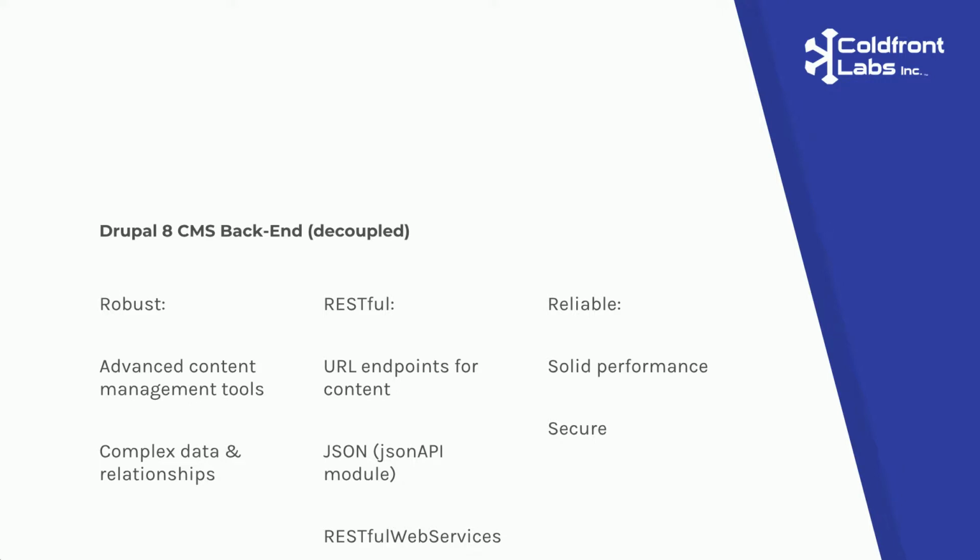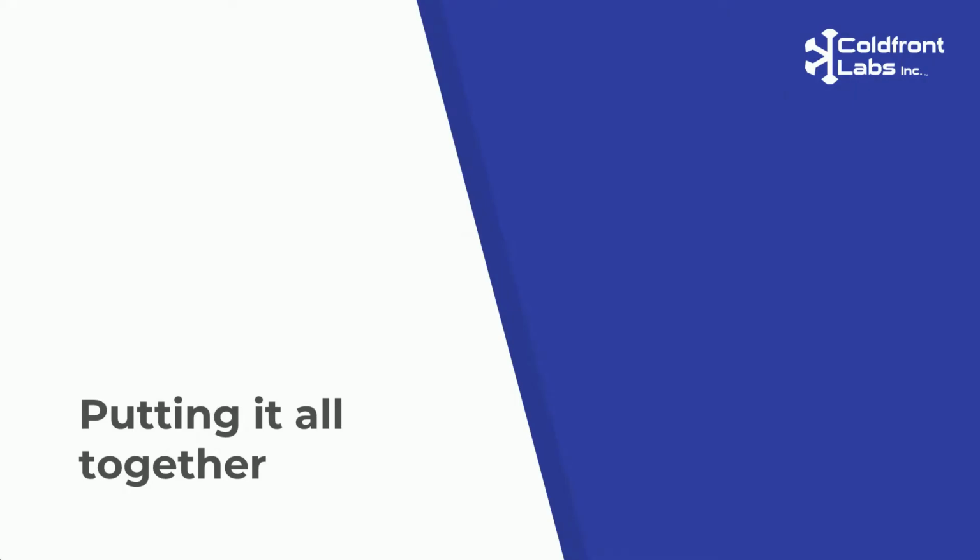So for our Drupal 8 backend, we knew we needed something robust. Like I said, those events, content management tools, content authoring, managing your content types, all those relationships. We needed to make sure it provided a RESTful web interface, so endpoints for content, and various modules that would support that. And like I mentioned, the earlier versions of Drupal 8, maybe not so much on this side, but reliable, tested, right? Secure. We knew we had that with Drupal 8. So let's look at how we put it all together, starting with our first iteration.